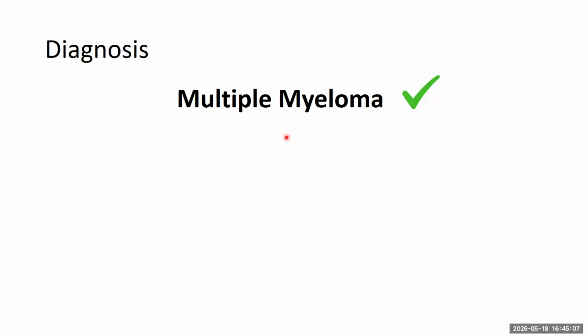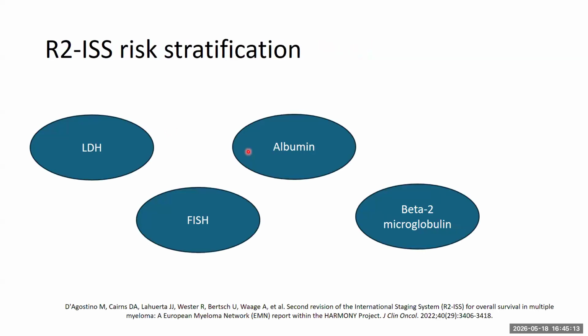So with any hematological malignancy, our next step would be to risk stratify the patient. So in the context of multiple myeloma, the second revision of the International Staging System is the latest version required, and they take into account the ISS stage, which includes albumin and beta-2 microglobulin, the LDH, and FISH for high-risk cytogenetics.